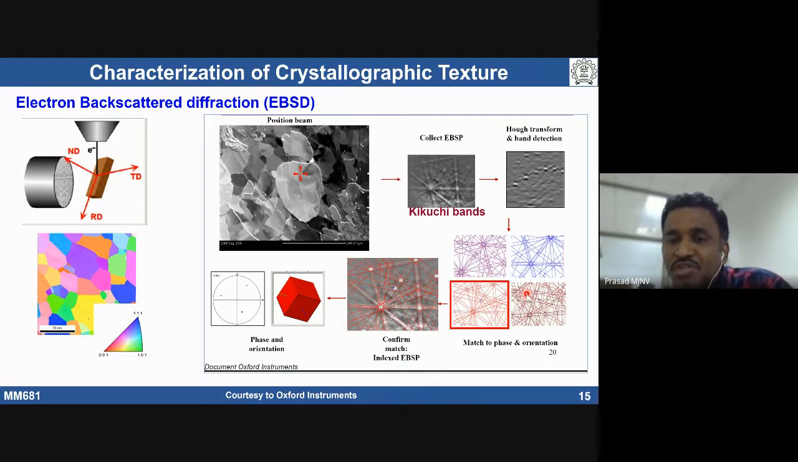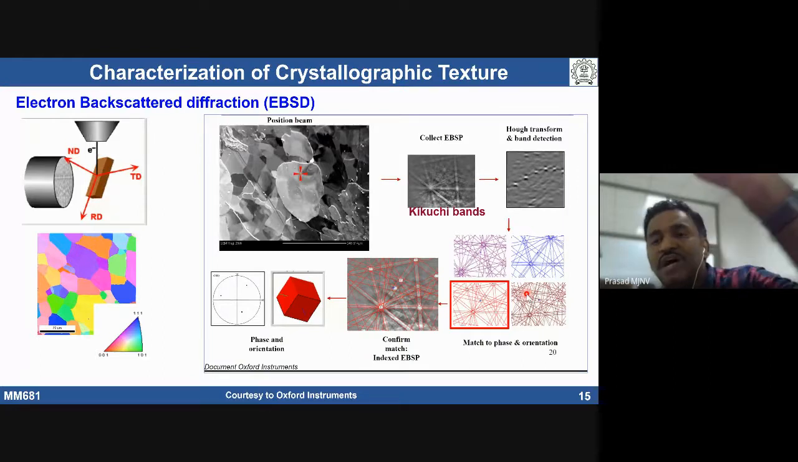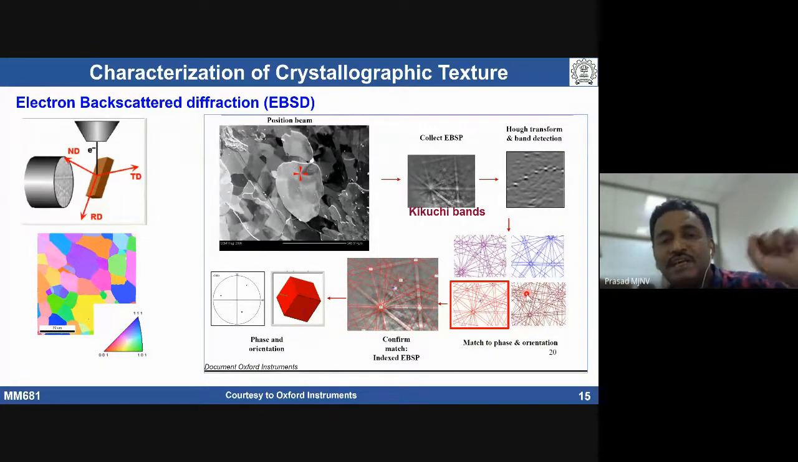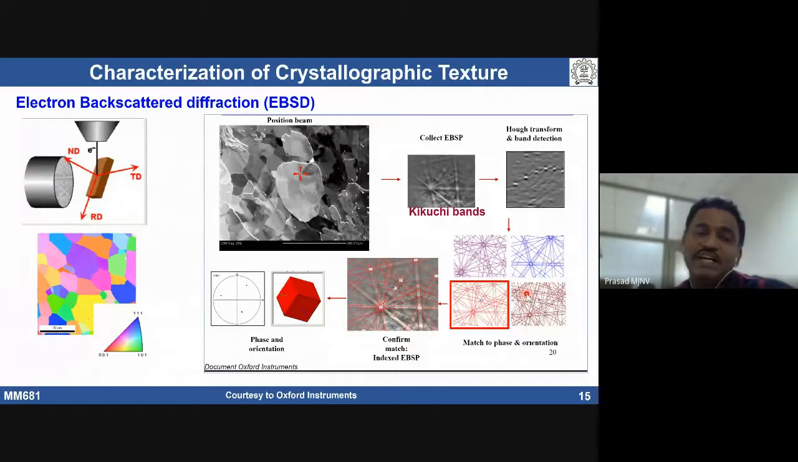Most of the time, people have already established databases. For most metallic materials, the data is already available in the software. We simply give the software the material we are trying to get the EBSD pattern from, and it will match the corresponding crystal planes and directions and give you this kind of pattern. Is it clear?